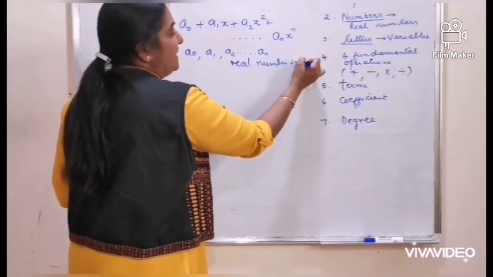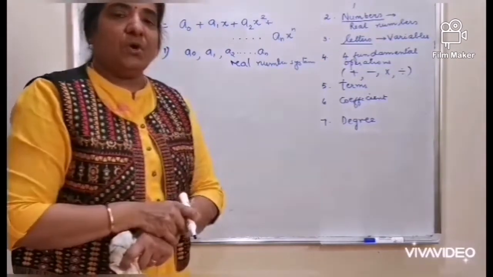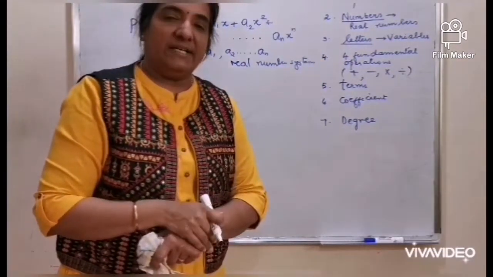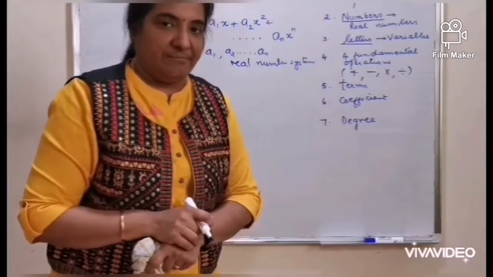The real number system includes counting numbers, whole numbers, integers, rational numbers and irrational numbers.